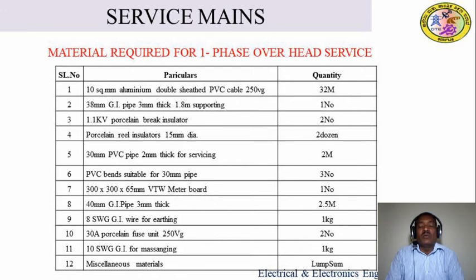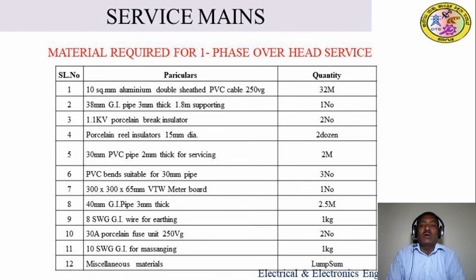As I already said, if you provide this list to the market when buying the materials, the shop owner, without confusion, can directly pick the material from the particular location inside the shop without asking us, by seeing the specification of the material. So in the particular column we enter the materials we have calculated, with their name and specification, and in the quantity column we mention how much quantity is required.